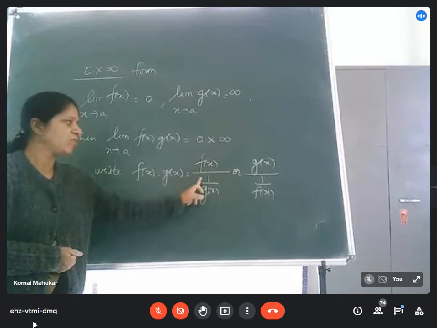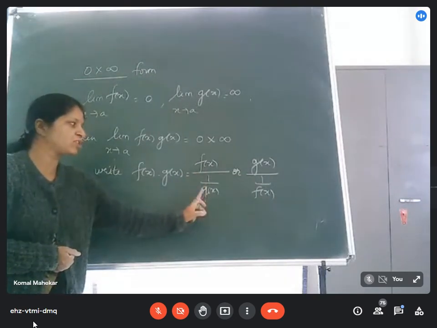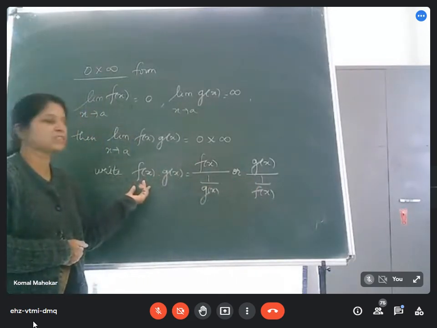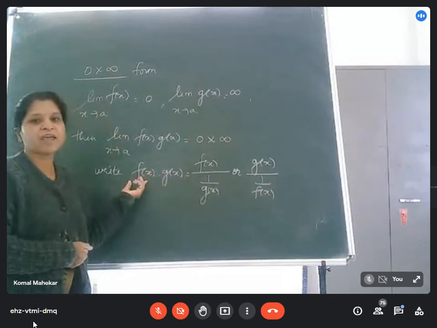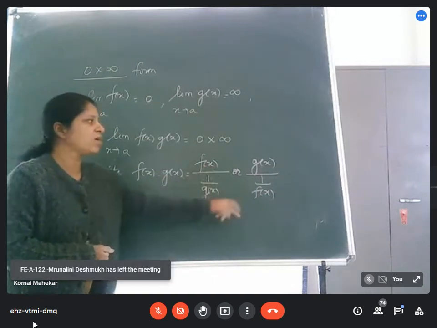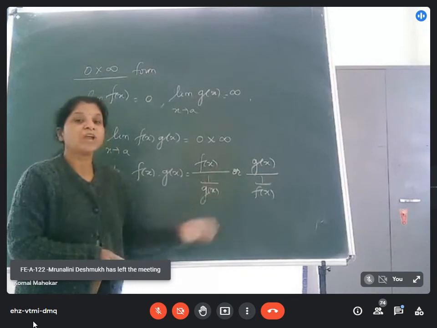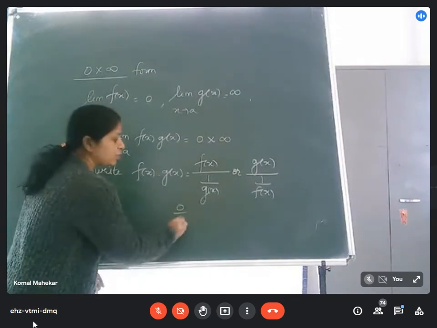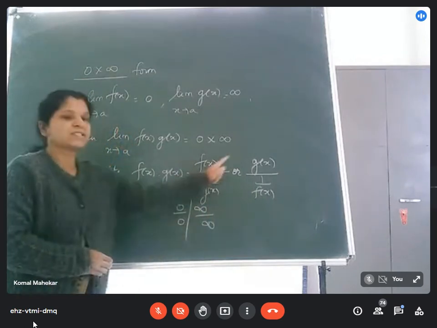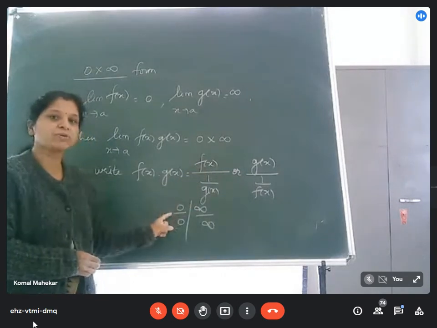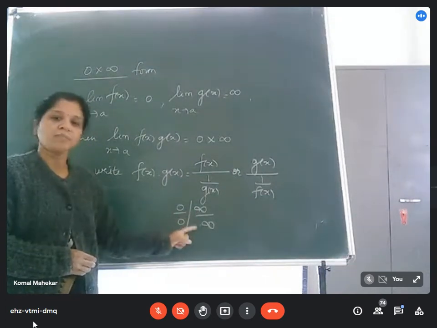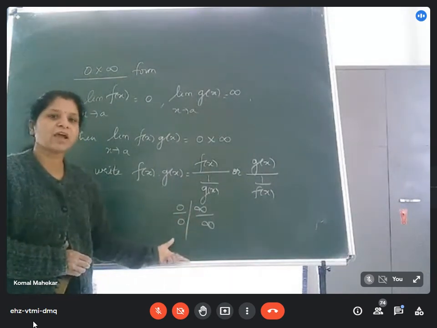fx upon 1 upon gx, divided by 1 by gx is same as multiply by gx, or divided by 1 by fx is same as multiply by fx. तो fx into gx को आपको इस तरीके से लिखना है fx upon 1 by gx या फिर gx upon 1 by fx, so that it will get converted into 0 by 0 or infinity by infinity form. इस तरह से लिखने से वो कन्वर्ट हो जाएगा 0 by 0 या फिर infinity by infinity फॉर्म में, और आप इसके बाद एल हॉस्पिटल रूल अप्लाई करके आगे सॉल्व कर सकते हो.